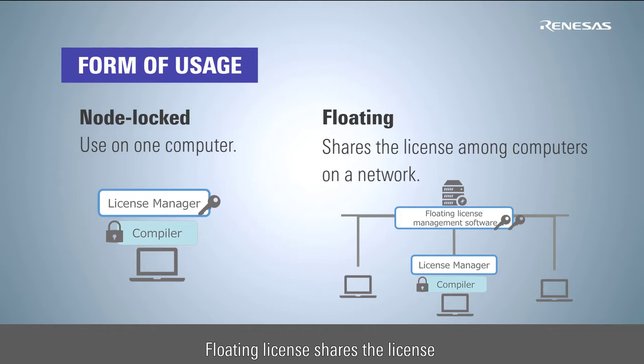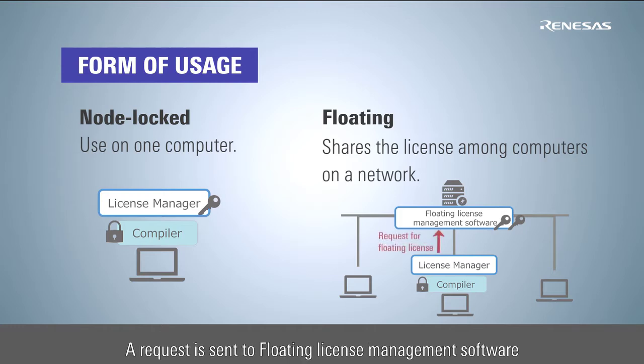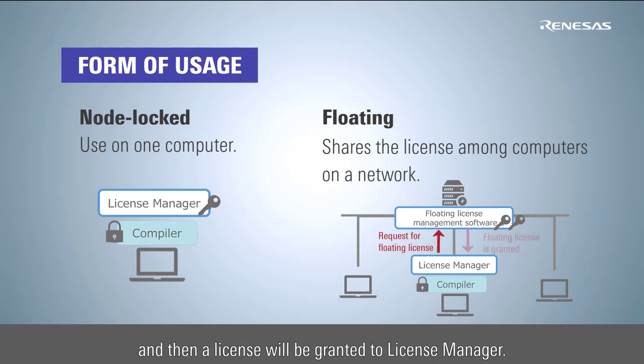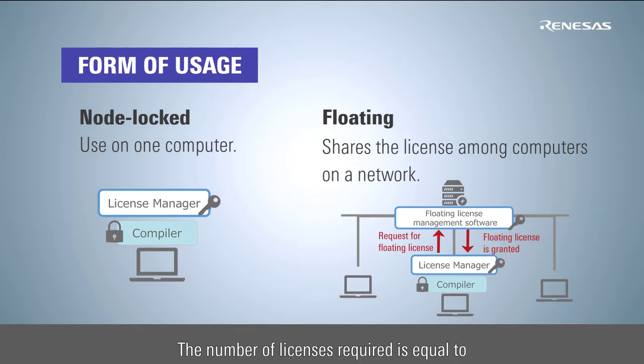Floating license shares the license among computers on a network. A request is sent to floating license management software, and then a license will be granted to the license manager. The number of licenses required is equal to the number of computers using it at the same time.